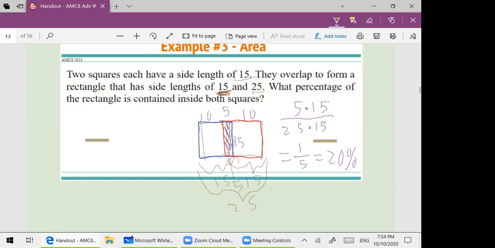overlap is 5. So the part of the rectangle in both squares has area 5 times 15, and the entire rectangle has area 25 times 15, and you can cancel out the 15s, and you can cancel out a 5, which gives you 1/5. The problem wants that as a percentage, so it's 20%.